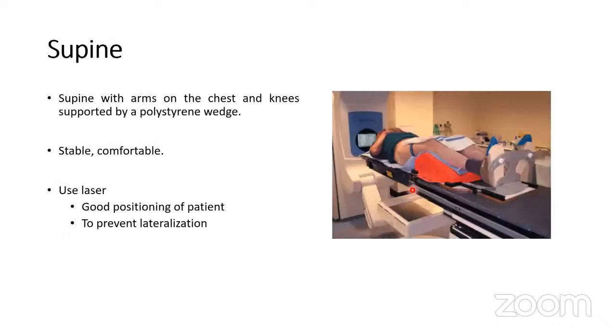Next, coming on to the patient setup. The first step in the patient setup is the positioning of the patient. We have two positions, either supine or prone. Traditionally, prone position has been used, but we routinely follow supine position as it is more stable and comfortable, with hands either on the chest or above the head, and with immobilization for the popliteal fossa as well as for the feet by using the footrest. Use lasers for proper alignment of the patient in order to prevent rotation and lateralization.